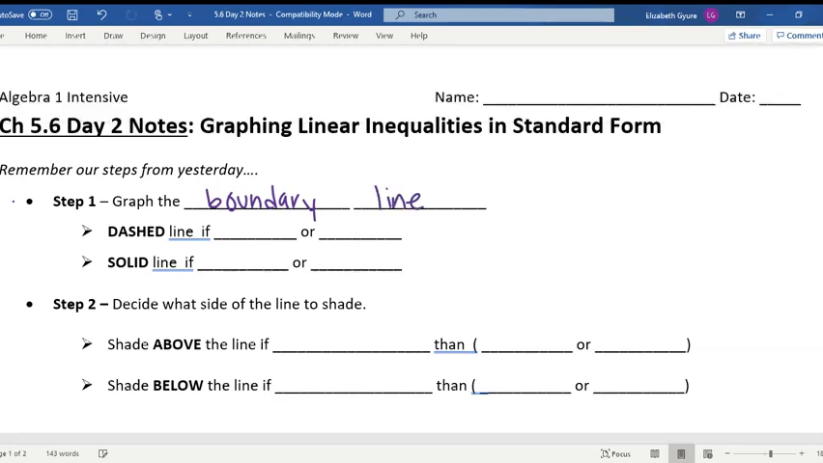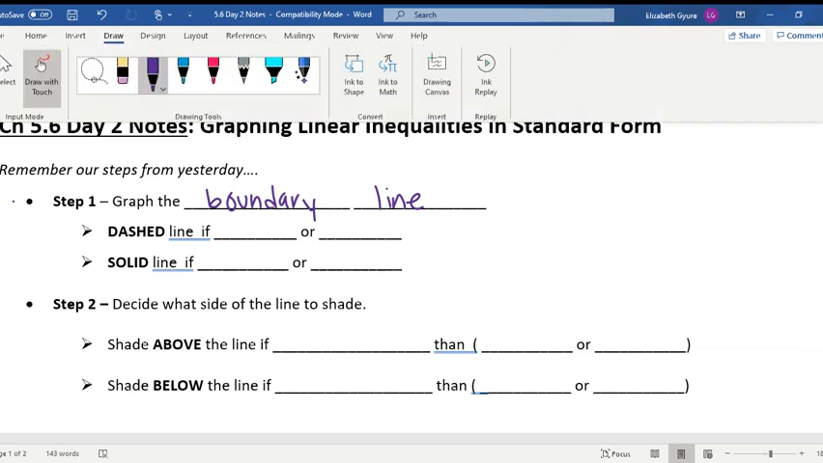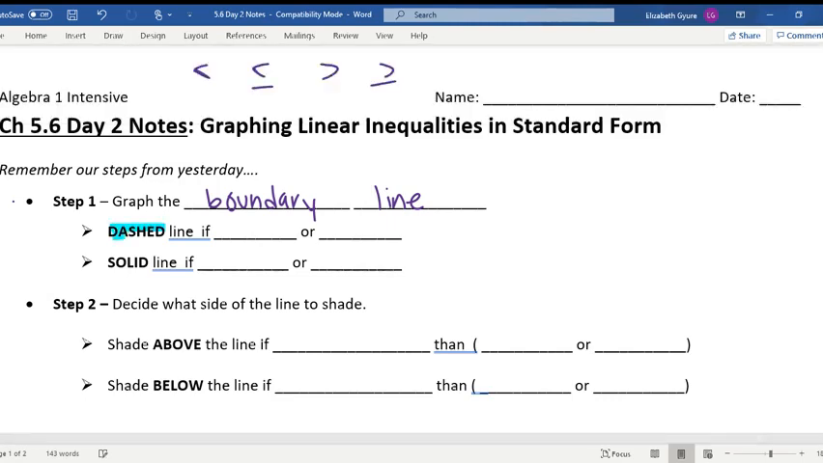Okay. Then we need to decide if it is a dashed or dotted. I tend to say dotted. I have dash typed though. A dotted or a solid line. Can someone remind me, when do we use a dotted line? What kind of inequality symbols are we going to see? Remember, our inequality symbols, we could have a less than, we could have a less than or equal to, a greater than, or a greater than or equal to. So who can remind us what we use for a dashed line?